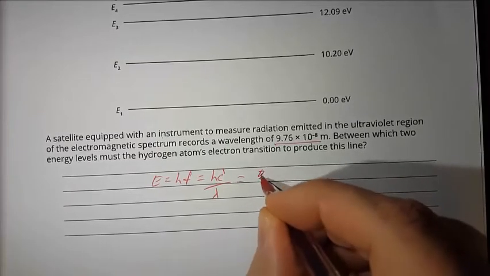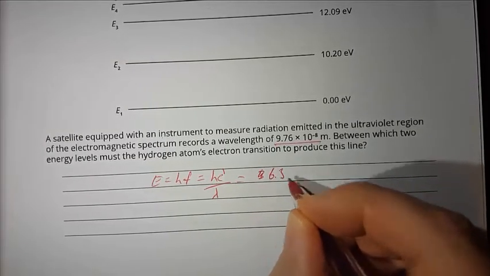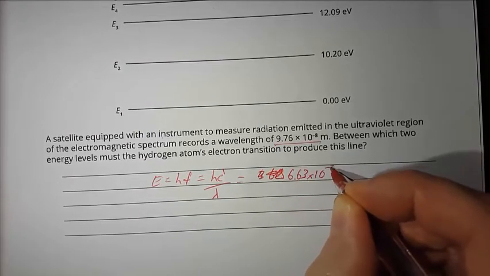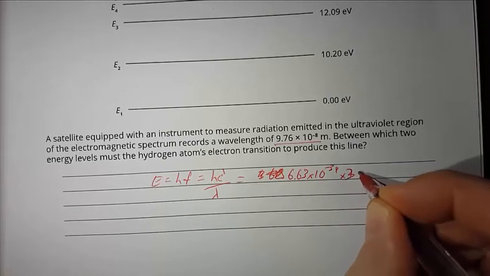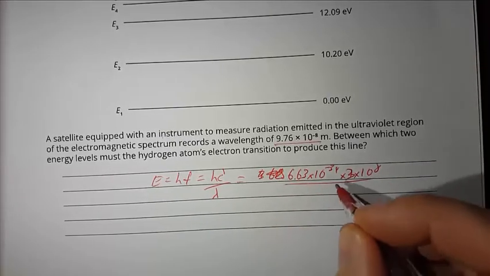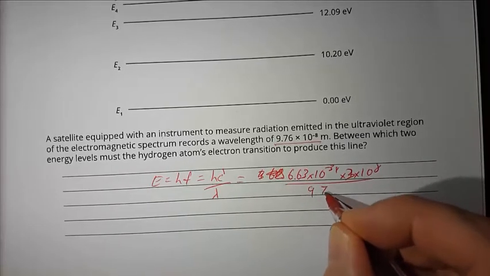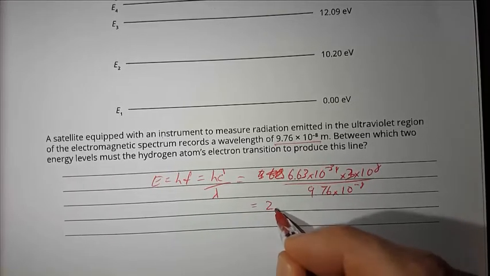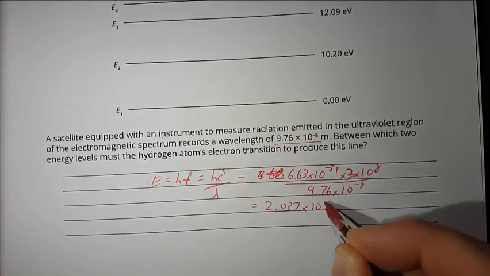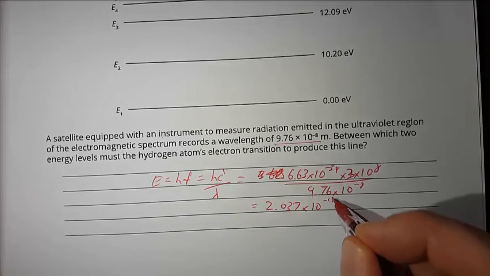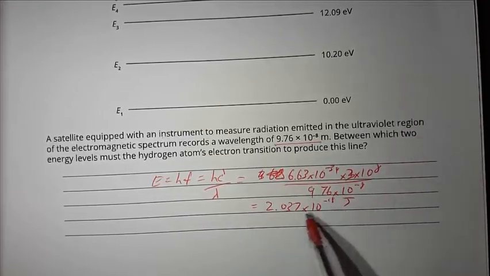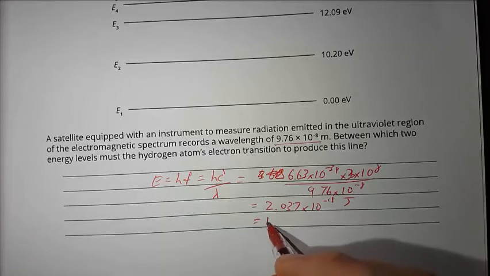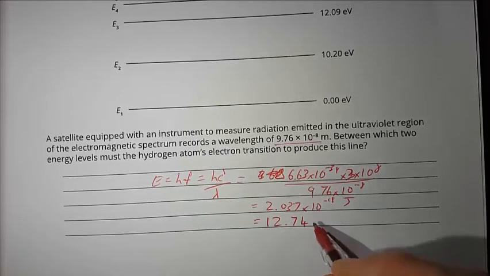So you're going to go through 6.63 times 10 to the negative 34 times 3 times 10 to the 8 over 9.76 times 10 to the negative 8. Put that in your calculator and you end up with 2.037 times 10 to the negative 18 joules. Now these energy levels are in electron volts, so to get this in electron volts, I'm just going to divide that by 1.6 times 10 to the negative 19. I've done that already, and I end up with 12.74 electron volts.